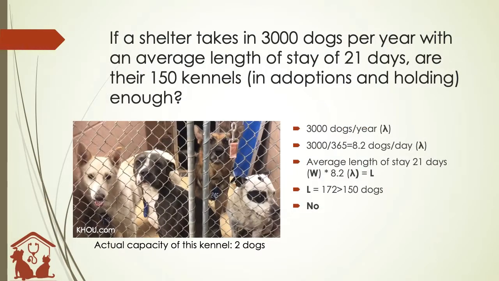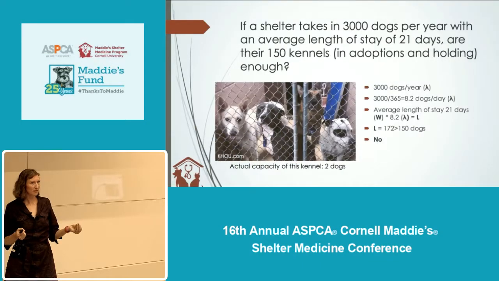This cage here, not sufficient housing for 4 dogs, right? That's a lot of dogs in one kennel. I'm all for co-housing dogs. I think they do great. I think it's fabulous enrichment for the dogs that get along with other dogs, but 4 is too many, right? Any questions on housing capacity based on your length of stay?